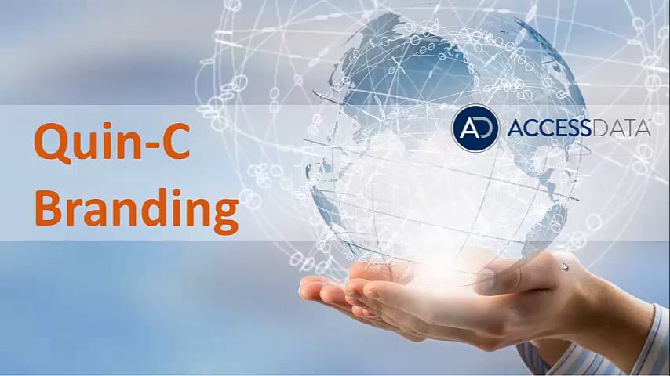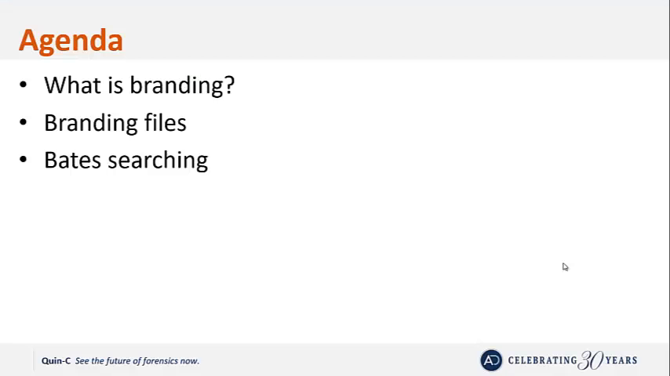In this video, we're going to talk about branding in Quincy. We're going to discuss what branding is. We're going to show how to brand some files, and then we're going to use bait searching. Bait numbers are a specific type of branding. So what is branding? Branding is just burning in some image into a PDF version of a file. It could be a watermark, it could be a bait stamp, it could be any number of different things, but it's just a way of marking files.